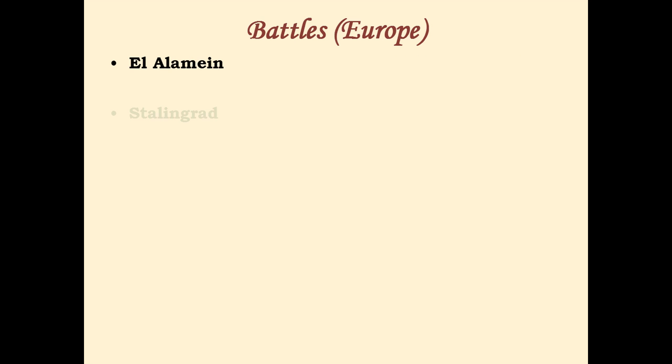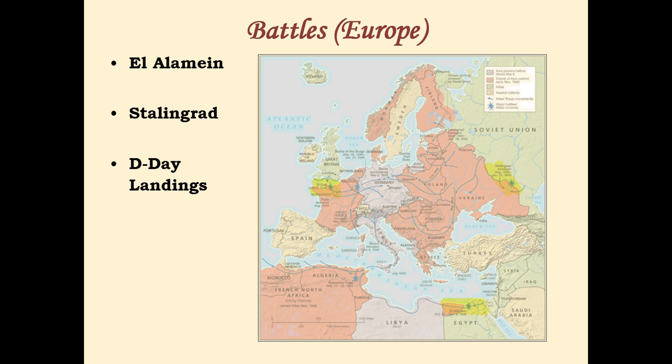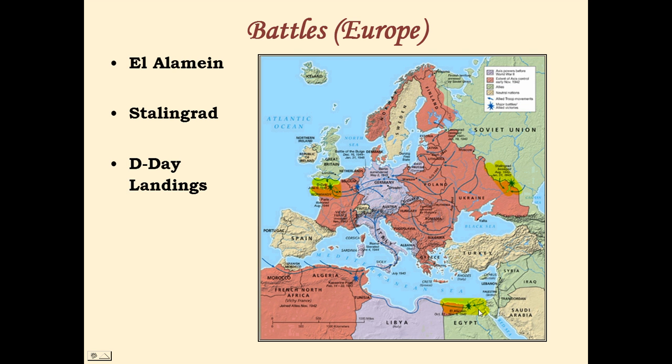Some of the key battles in Europe, there are three that you need to know. The first one is El Alamein. This is a battle in North Africa where the Germans were defeated. The Germans had taken over a lot of Europe, and they'd taken over some of North Africa, and they were trying to get to the Middle East. Obviously in the Middle East then, like today, there's lots of oil, and the Germans knew if they could get to that oil, they could keep fighting. The Americans and the British stopped them at El Alamein, and this was kind of a turning point in North Africa. It prevented Germany from getting to the Middle East.